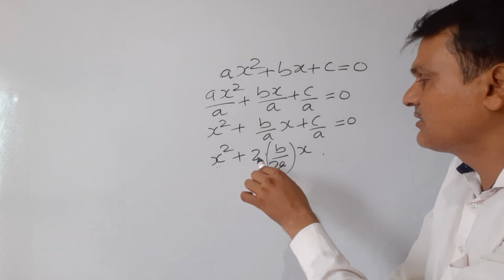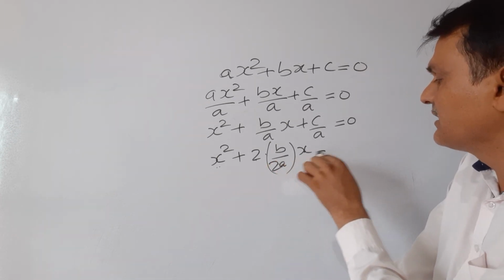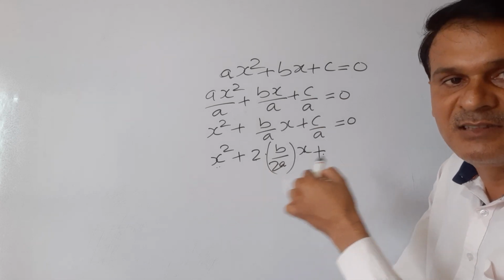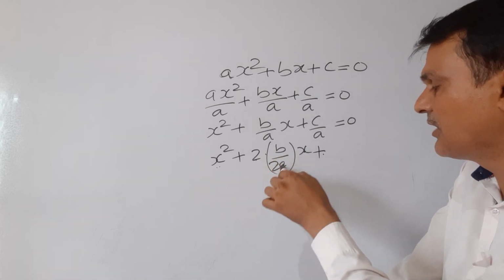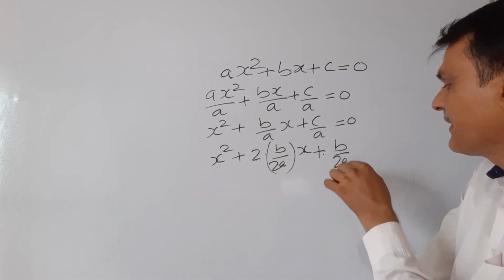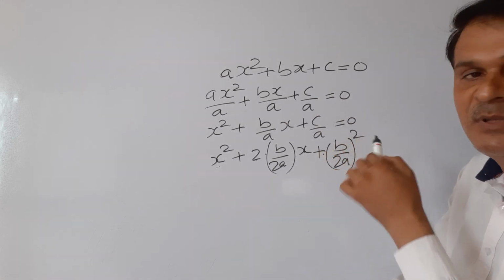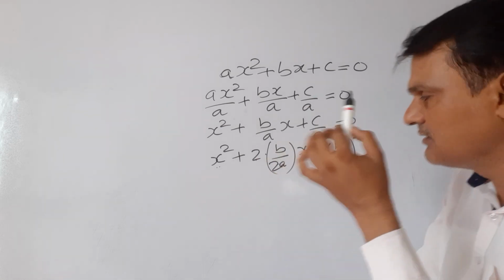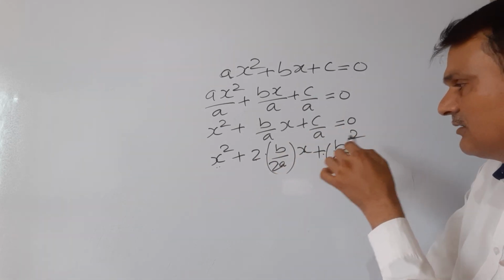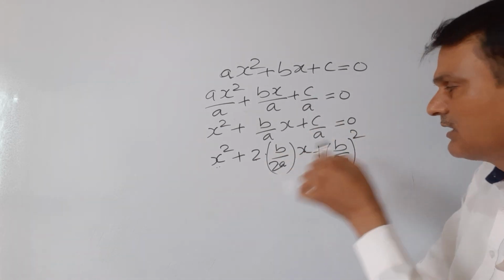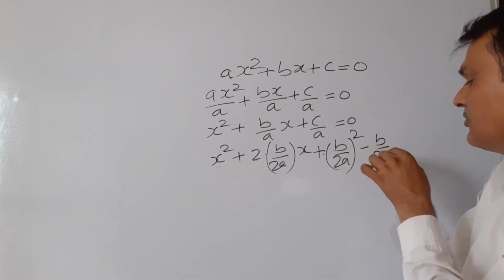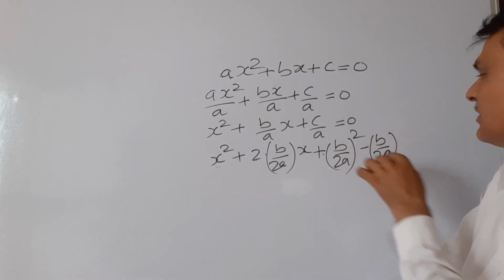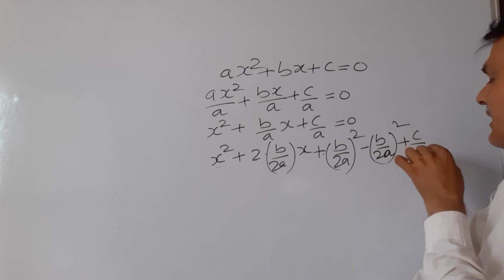So we can write this as a square plus 2ab plus b square. To make this square, we add b upon 2a whole square, and the same we subtract, so that the value of the equation may not change. We subtract b upon 2a whole square, and plus c upon a is already given.